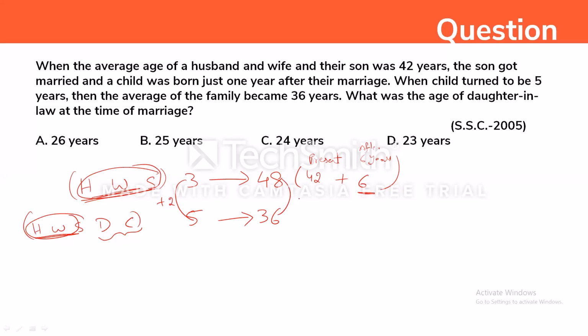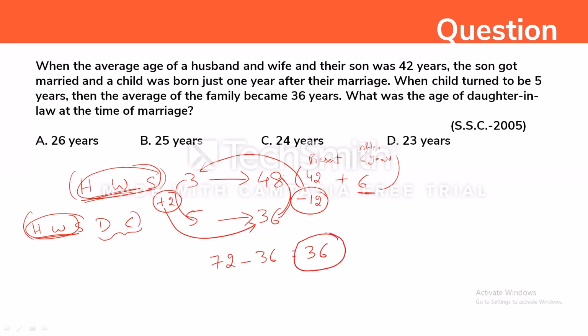And if you observe this other difference, what is it? Here it is 12. Plus or minus? Minus 12. You should be very careful about the difference. Now here the difference is plus 2. Plus 2 multiplied with 36 is plus 72. Minus 12 multiplied with the first number, 3, is minus 36. What is 72 minus 36? The answer is 36. But check what we need to find in the question: the age of the daughter-in-law at the time of marriage. We know that. What is this 36? Here how many members are added?